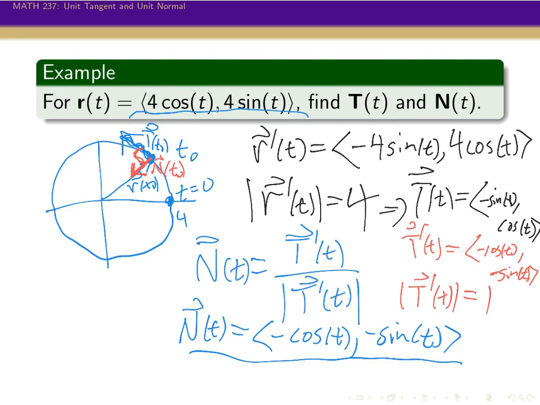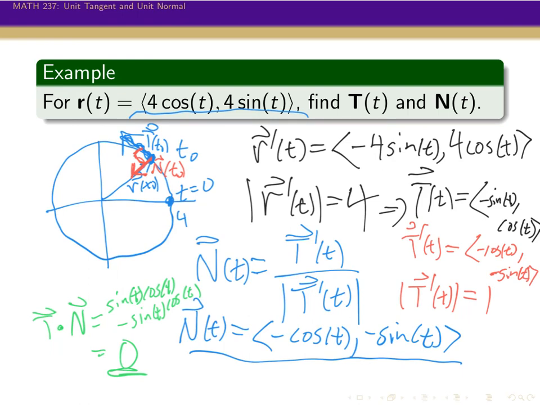that actually means that the unit tangent and the unit normal are perpendicular to each other. And again, we can check that by taking the dot product between these two. So if I do T dotted with N for any of these, I'm going to get minus sine times minus cosine. It's going to give me sine t cosine t. Cosine times minus sine is going to give me minus sine t cosine t. And so that's always equal to 0. So for any value of t, the unit tangent and the unit normal are going to be perpendicular to each other.